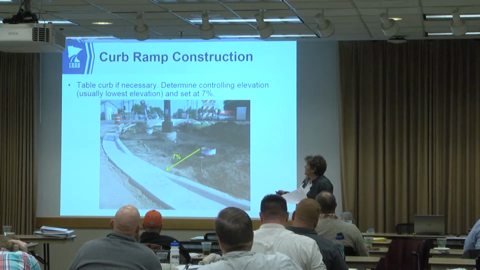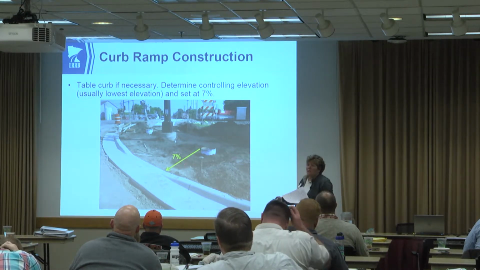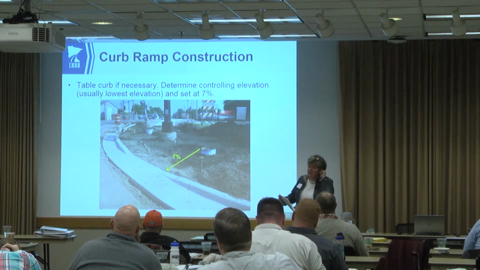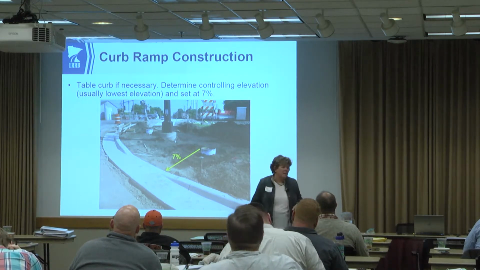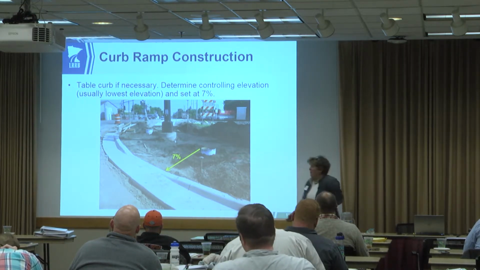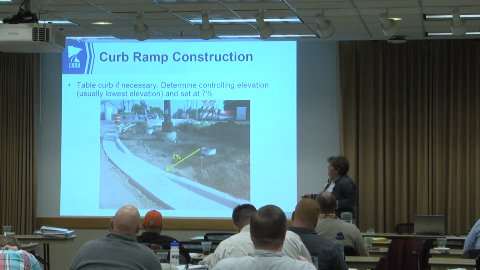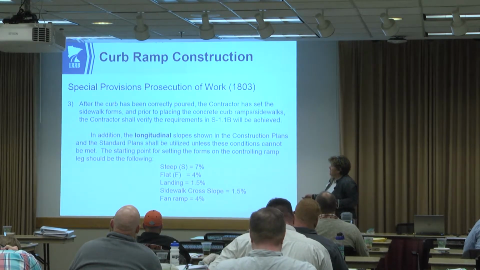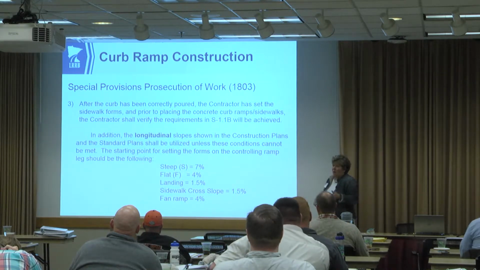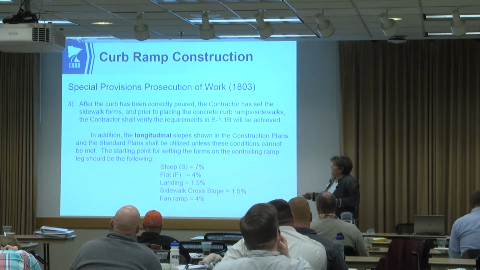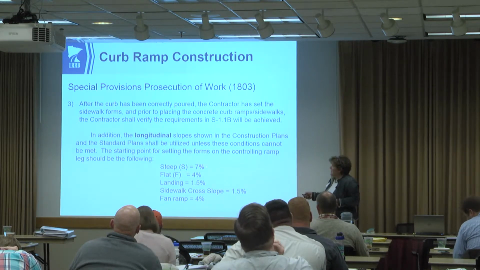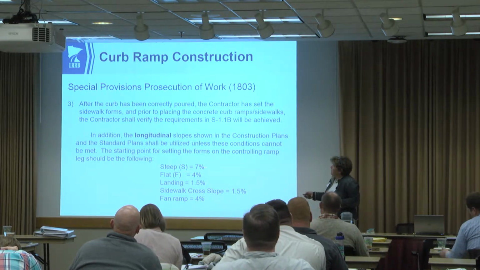MnDOT tells us that when you're designing these in the field, we start with 7%. That gives us a 1.33 on the high side if this doesn't work, and we're well within the maximum. So start with 7% on laying out that first landing. On a steep slope, we're able to go from 5 to 8.3. MnDOT says start with 7%.